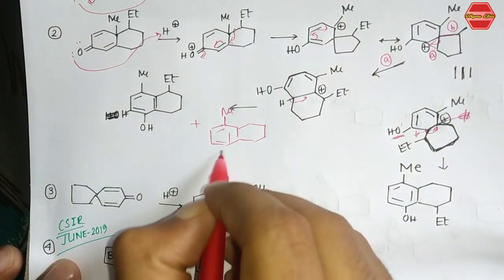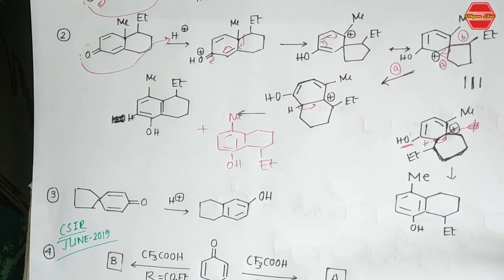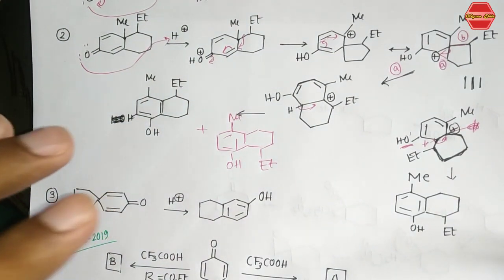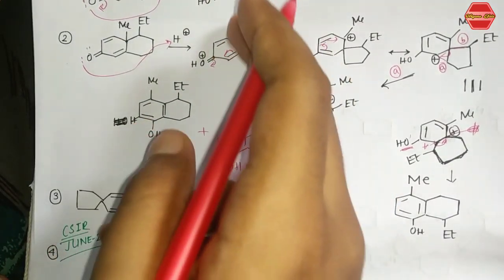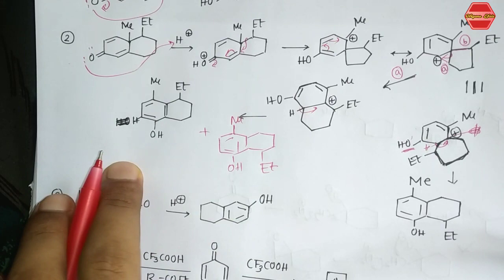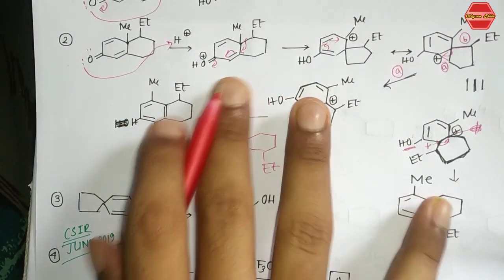Here is your methyl, and here is your OH, and here is your methyl. So these two are isomeric to each other. So the driving force of this reaction is the bond migration, the methyl migration. Just because you are getting these two isomeric products, this bond migration takes place.